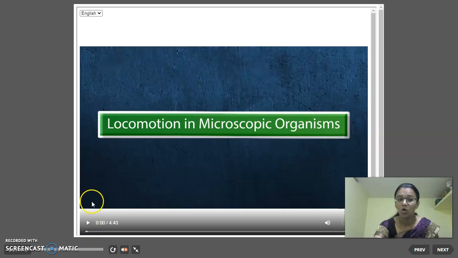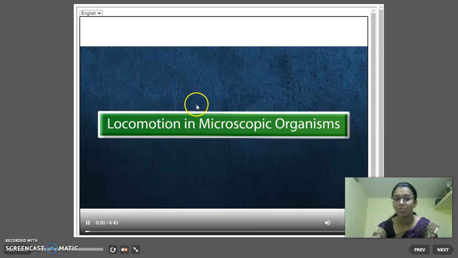So, locomotion in microscopic organism. What is this? Locomotion in microscopic organism. That is called as non-muscular movement. The movements which take place in microscopic organisms are non-muscular movements.